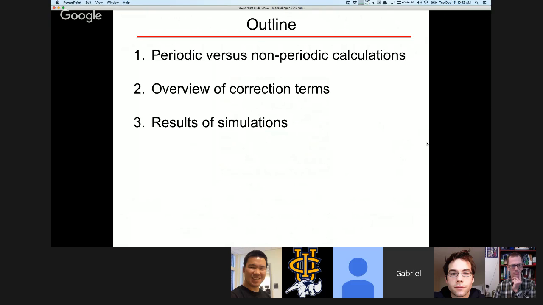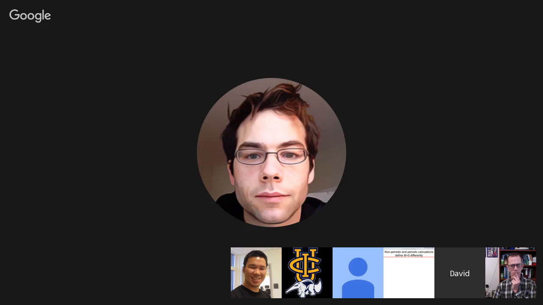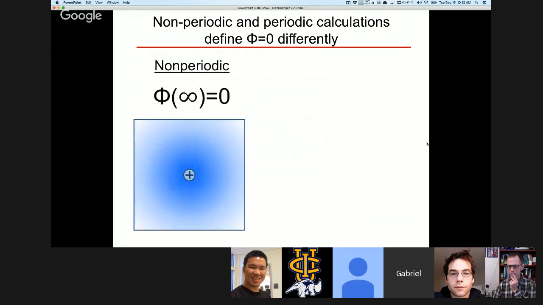Okay, so periodic versus non-periodic calculations. The easiest way to understand the difference in terms of electrostatics is the way that periodic and non-periodic calculations define zero potential. Imagine that you have a point charge in a system that's modeled as non-periodic. That point charge creates an electrostatic potential that's very strong near the charge, and then it decays as you go farther and farther away. Finally, infinitely far away from that charge, you could say that's where you have zero potential.